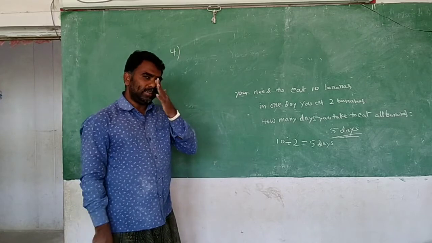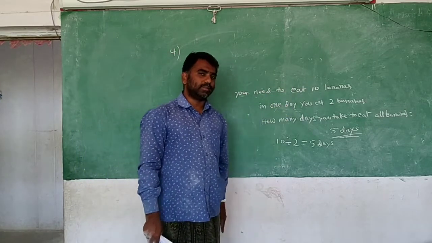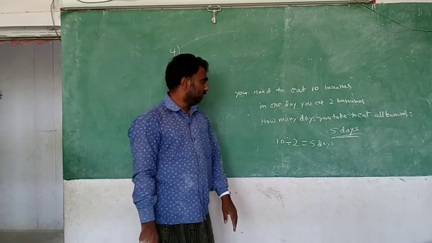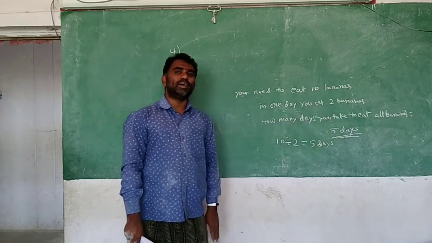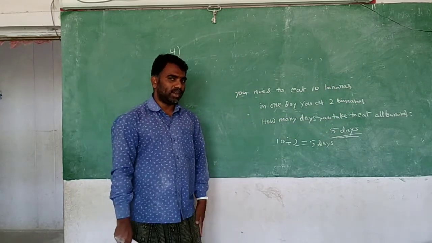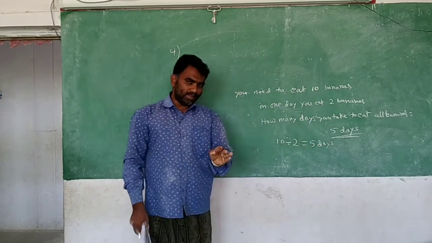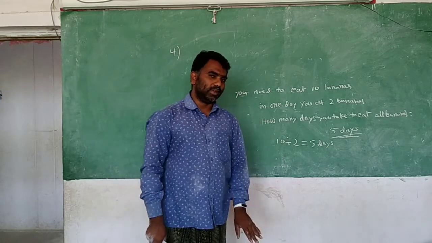So did you all understand this example? You need to eat 10 bananas. In one day you can eat 2 bananas. How many days do you take to eat all the bananas? 5 days. How did you get it? By division, 10 divided by 2. This is the question he has given here, and this is also like that only.